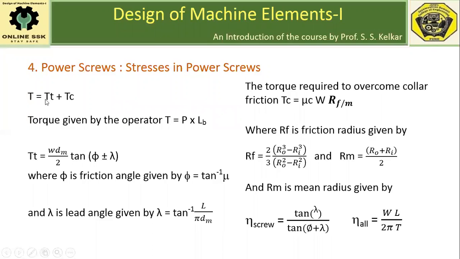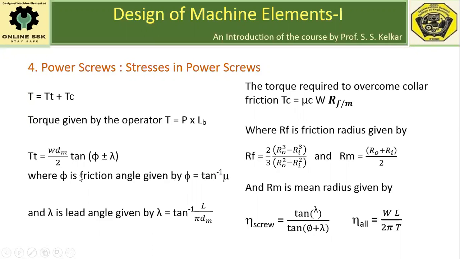Tt is the torque required to raise the load, or Tt is the torque required to overcome the thread friction, whereas Tc is the torque required to overcome the collar friction. Now Tt, the torque required to overcome the thread friction or raise the load, is given by W dm upon 2 tan of phi plus minus lambda. While raising the load, phi plus lambda; while lowering the load, phi minus lambda. dm is the mean diameter given by d minus half the pitch. Phi is the friction angle, tan inverse of mu.